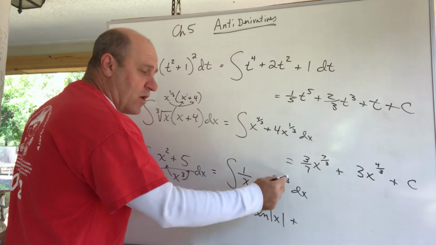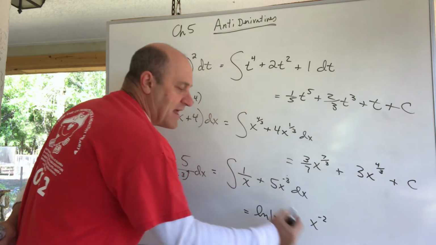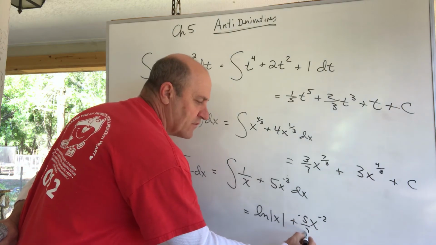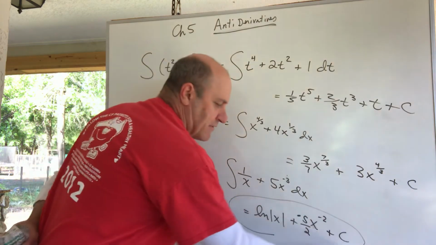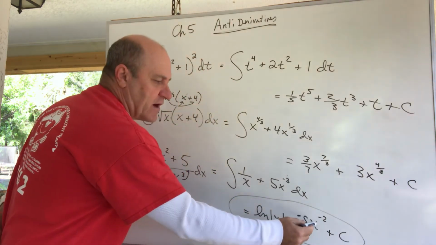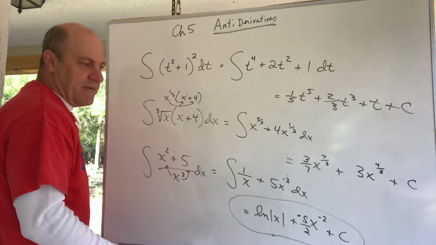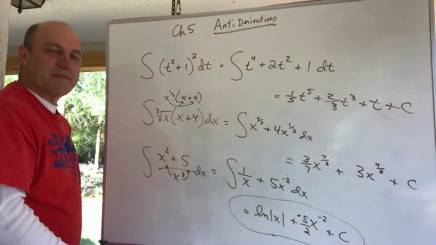You add 1 to the power, x to the -2. Divide by -2. When you divide by -2, you could call that a -5 over 2. Plus c. I'm pretty happy with that. I guess you could drop that x squared back into the denominator, you know, to technically be right. Yeah, these are good. Good examples.